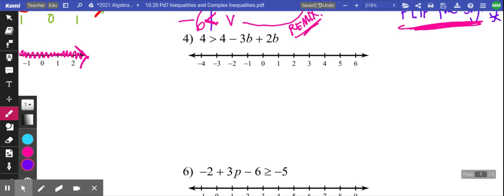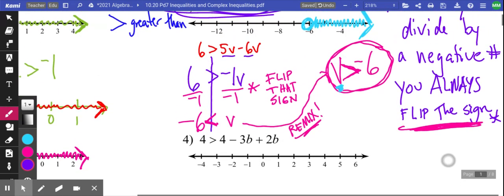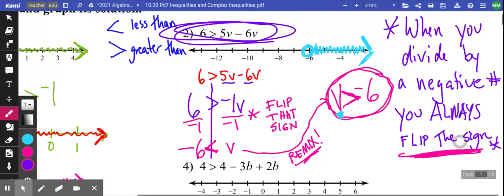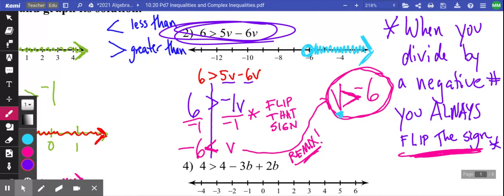Now, if we remember, the rule is that when we divide by a negative, we always flip the sign. We said that just a few minutes ago. That's like our main rule. And then the other thing we want to do is always make sure that we get our variable first. So we do a remix just to get that variable first.